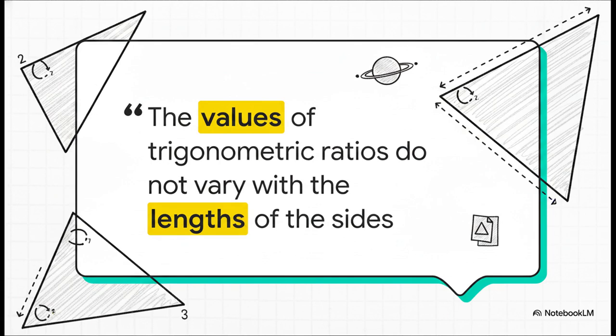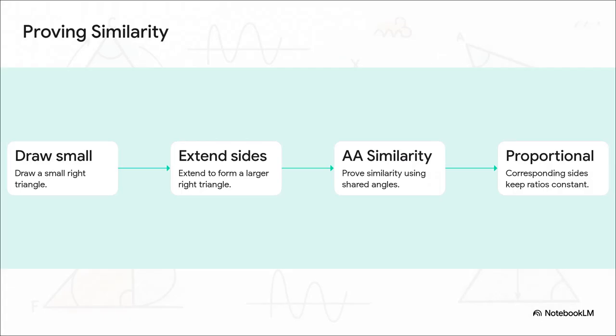If you have an angle of 30 degrees, it does not matter if your triangle is drawn on a tiny post-it note or if it spans the entire width of our solar system. As long as the angle is exactly the same, the fraction for the sine, cosine, or tangent will be the exact same number. And we don't just have to take that on blind faith. We can actually prove it using the geometry of similar triangles.